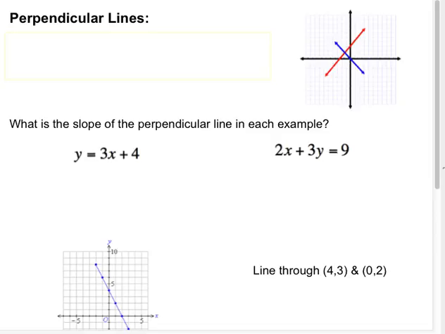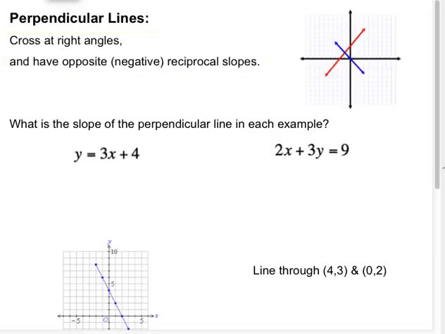All right, what about perpendicular lines? So perpendicular lines, they cross at a right angle, okay? And they have opposite reciprocal slopes or negative reciprocal slopes, okay? So what does this mean for us? Well, first of all, let's talk about how do we find the slopes of the perpendicular lines, okay? Because that can be a little bit tricky in and of itself. So let's chat about that.